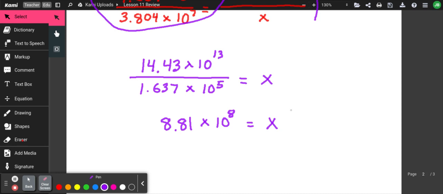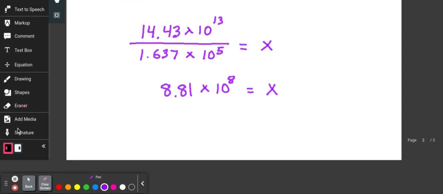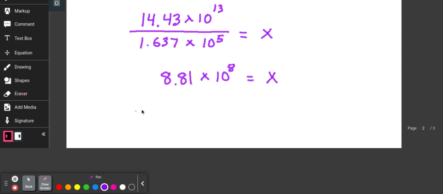So if we're looking at this population of the United States, let's convert this into a number here. We would have an 8, and then we'd have to move this decimal 8 place values. So 8 is 1, 1 is 2, 3, 4, 5, 6, 7, 8. So we would have approximately 881 million people living in the United States, according to this calculation.